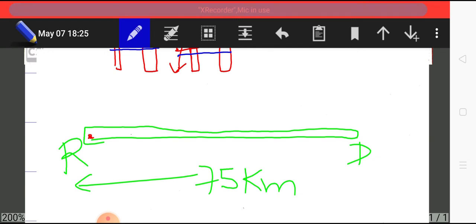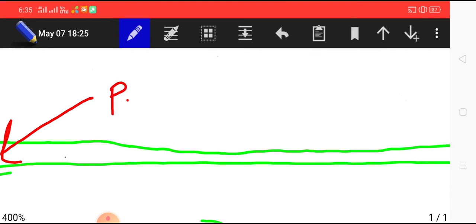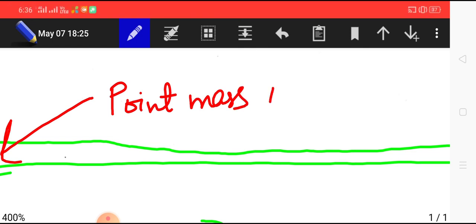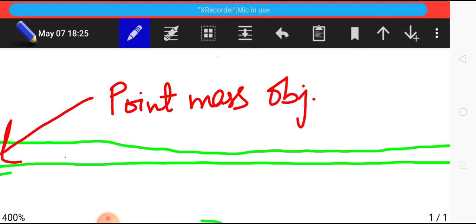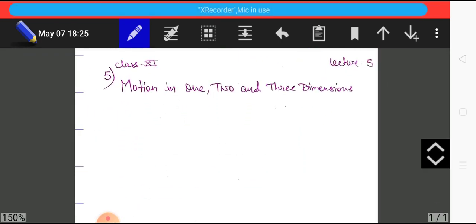So we can consider objects as point mass objects. Here the bus is considered as a point mass object, and the dimensions of the object which is in motion play no role. So that is the concept of point mass object, and we are going to use it very often as we study physics.